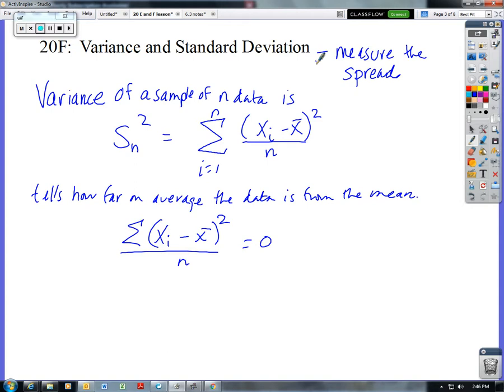Oh, so this is the variance. You can pull the 1 over n out front, so it's okay to write it either way. These are both the same.